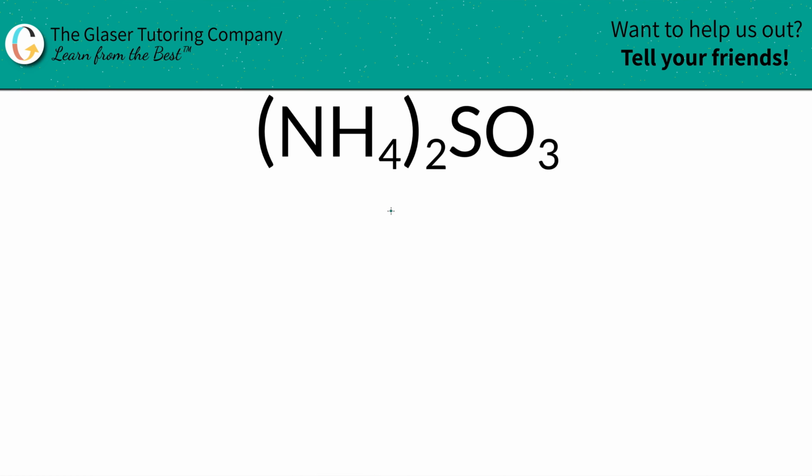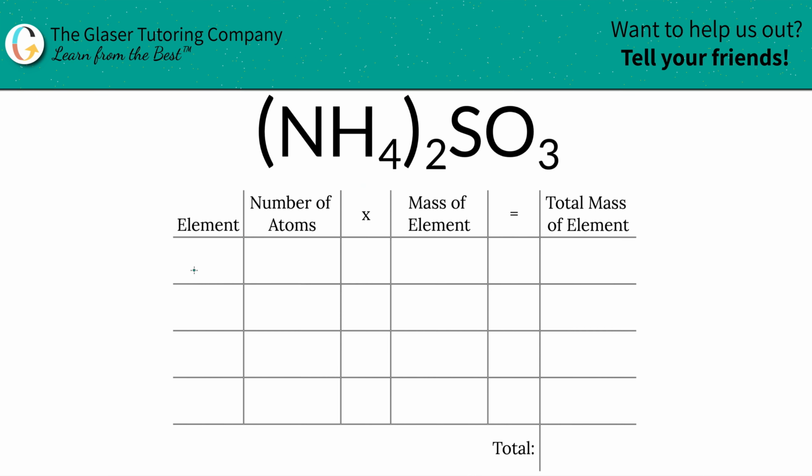Hi, today I would like to teach you how to find the mass percents of nitrogen, hydrogen, sulfur, and oxygen in ammonium sulfite. First thing is we've got to find that total mass. I have a table to help us out with that, and then we can find those percentages easy as pie. Take a look. Bam!